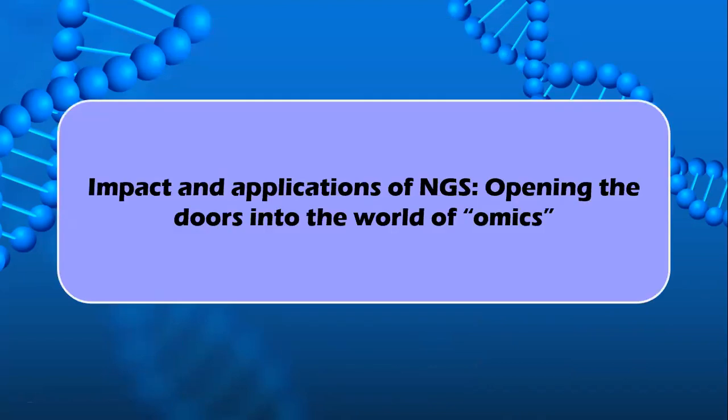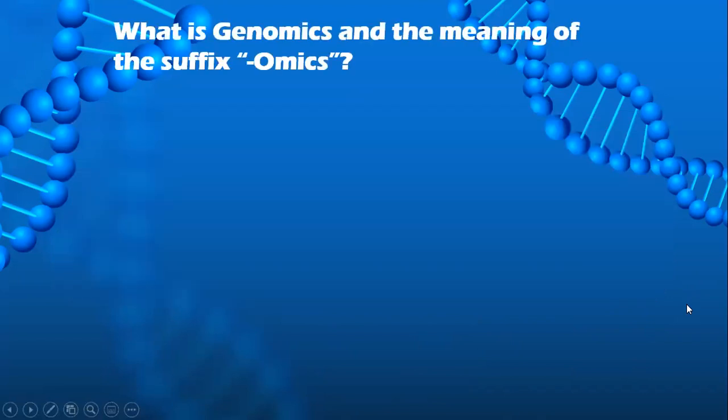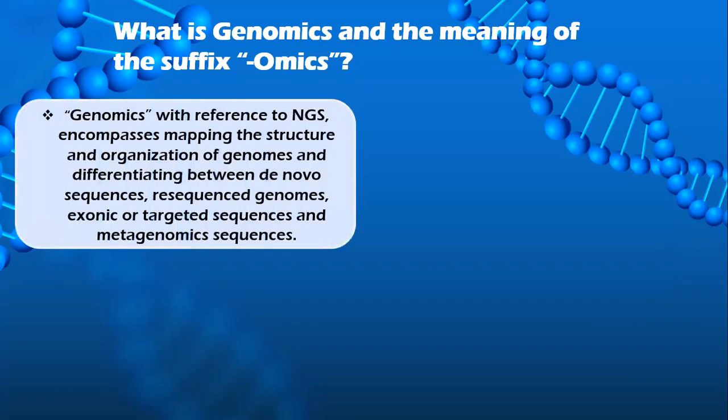Now I'm coming to the impact and applications of NGS, that's opening the doors to the world of omics. So what is genomics and the meaning of the suffix omics? You can say genomics with reference to NGS encompasses mapping the structure and organization of genomes and differentiating between de novo sequences, resequenced genomes, exonic or targeted sequences, and metagenomic sequences. But in simpler terms, genomics is the study of all of a person's genes and their interactions with each other and with a person's environment.